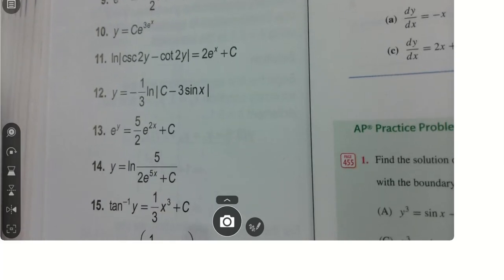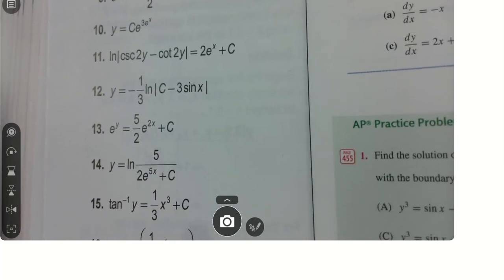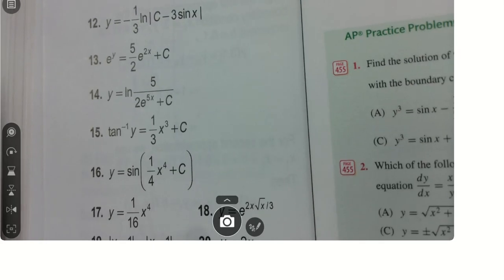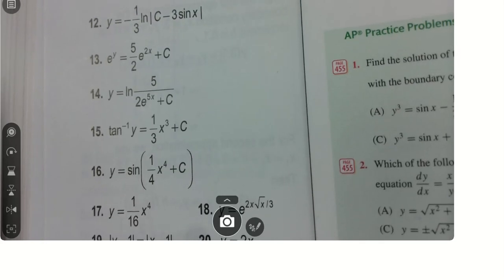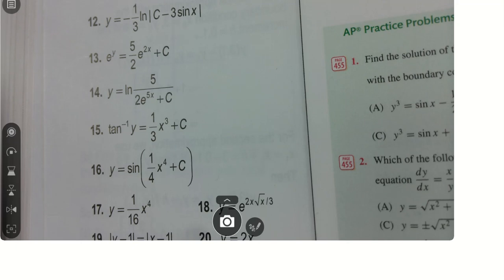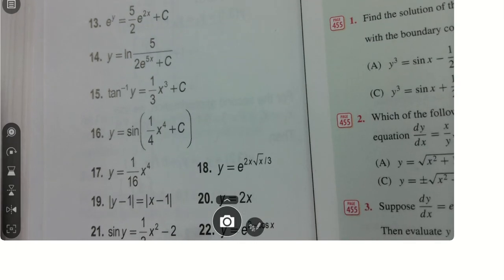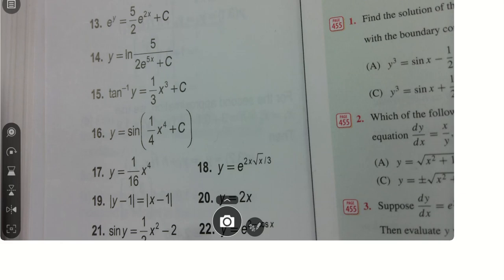13, e to the y is 5/2 e to the 2x plus c. 15 is an arctangent. It must have been something plus x squared in the denominator. 17 is 1/16 x to the 4th. I'm trying to figure out how far we go.